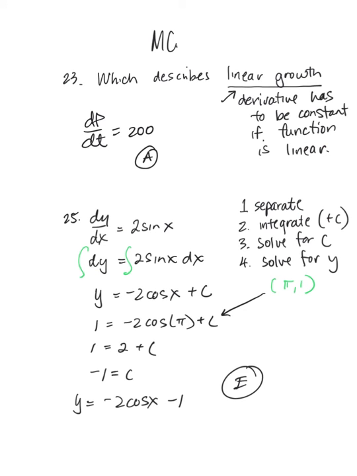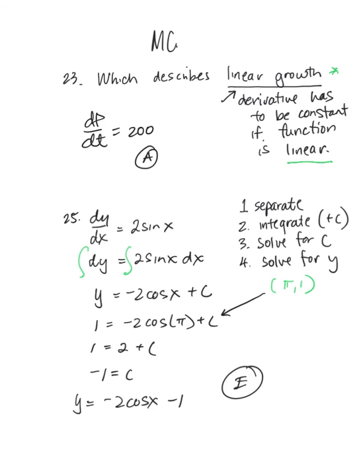All right, and multiple choice questions. There are 3 of them in this review packet for type 6. Question 23 asks, which of the following differential equations describes linear growth in the size of a population? Recalling that for linear growth, the derivative has to be constant if the function is linear, we only have one differential equation in those 5 choices that is constant, which means it's 200. Remember, differential equation is the same thing as the derivative.